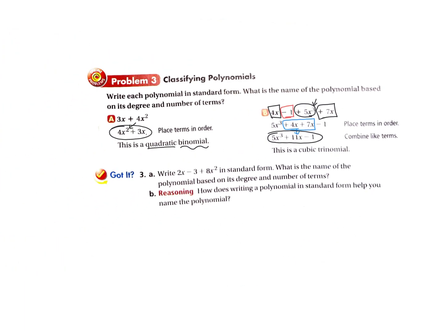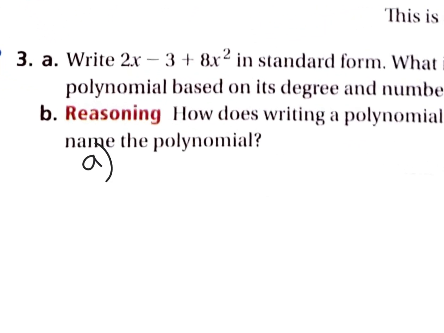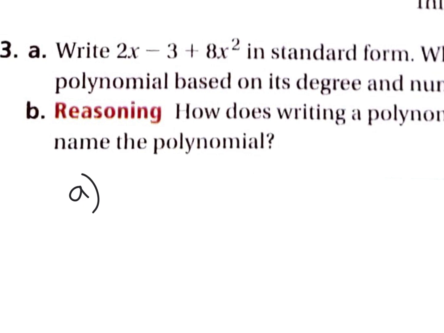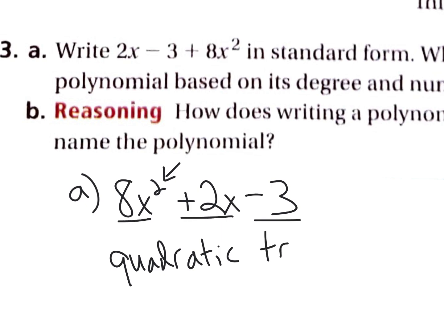So if you look at the Got It 3 Part A, we can do some rearranging there. We could rearrange that to be 8x squared plus 2x minus 3. And then if you look at your highest exponent, it is 2, which means this is quadratic. And then we have 3 terms, which means it's a trinomial. So quadratic trinomial.